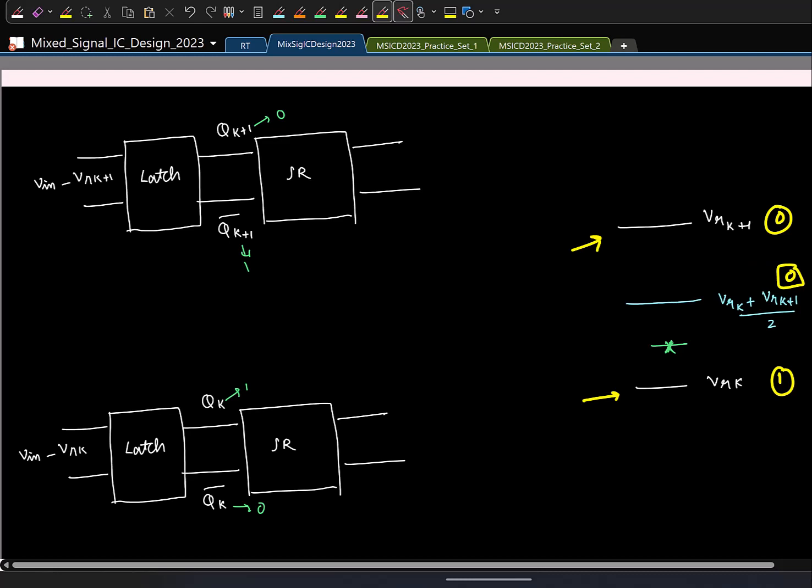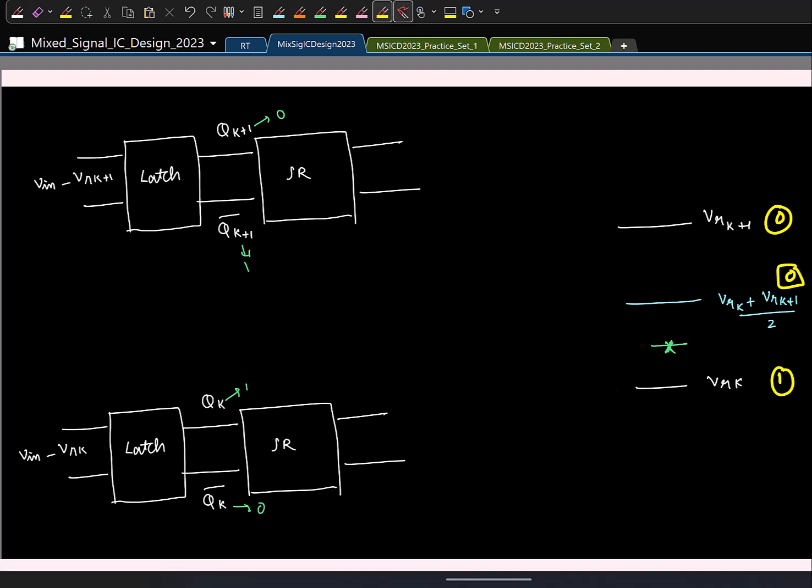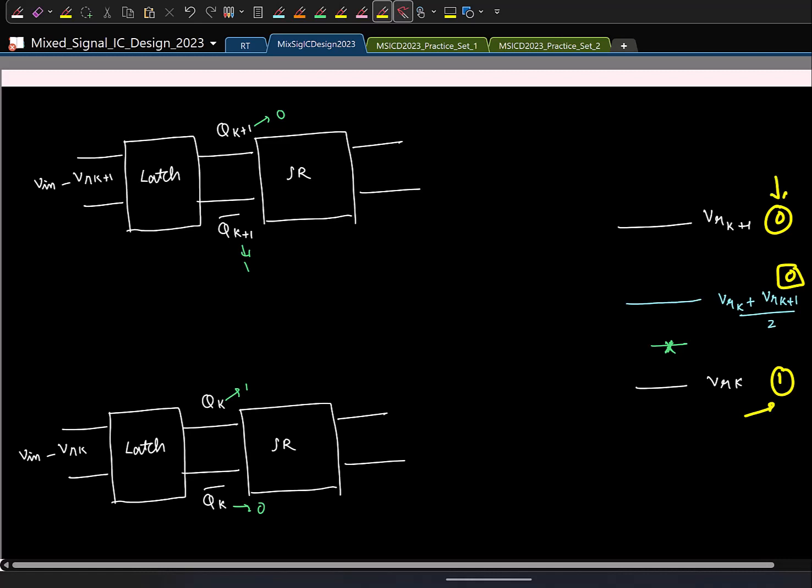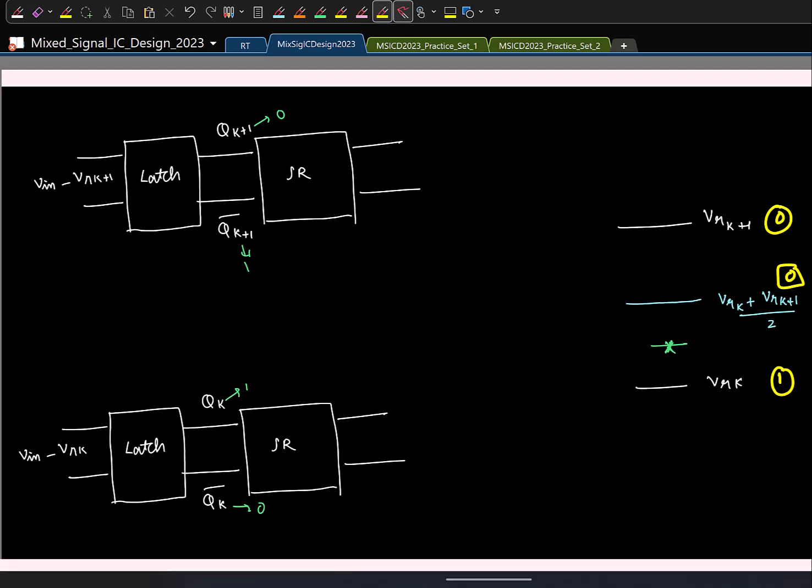Our goal is to deduce that this result is 0 based on only the results of the k and k plus 1 comparators, right? So now it is true that the output of the kth comparator is 1, and the k plus 1th comparator is 0. But do you think both the comparators will regenerate and give the output at the same time? Or do you think one comparator will take longer time to regenerate to give the output?